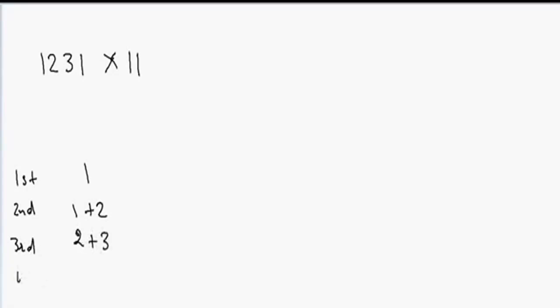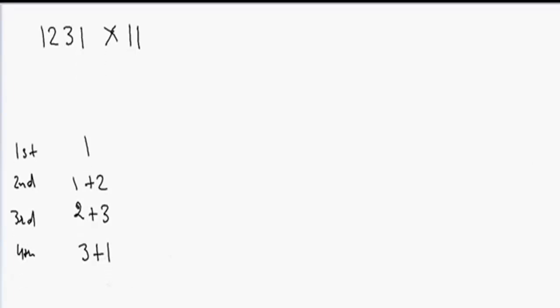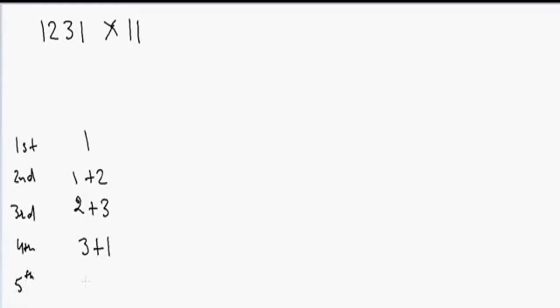So let's do another example. If I have 1, 2, 3, 1, I have to multiply by 11. The first digit will be equal to 1, the second will be 1 plus 2, the third will be 2 plus 3, and the fourth will be 3 plus 1, and then we are left with the fifth, which is equal to 1. So the answer will be 1, 3, 5, 4, 1.